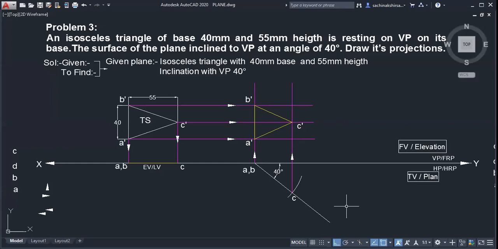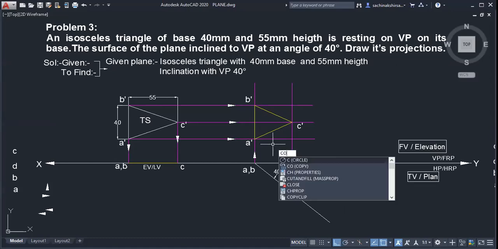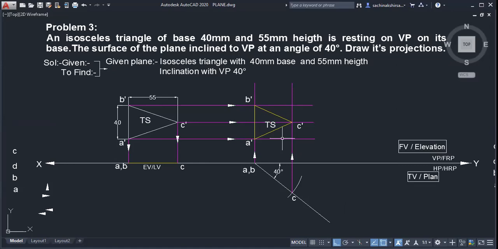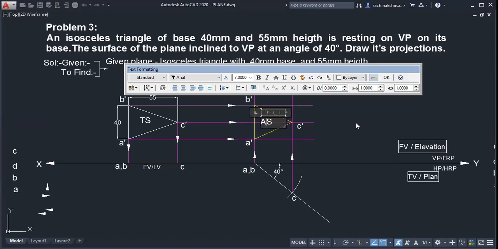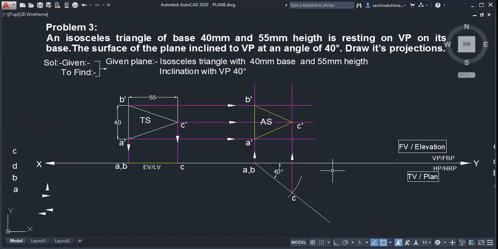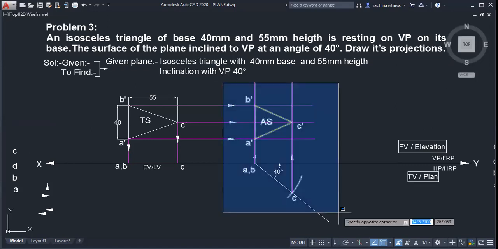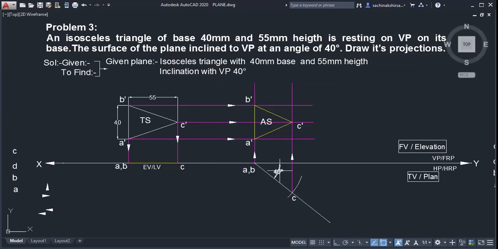projection. So as the plane is inclined to VP, whatever yellow colored shape I have drawn, which type of shape will it be? Apparent shape. Why will it be apparent shape? From inclination we draw. Because in this second stage, the plane is inclined to VP at an angle of 40 degrees.